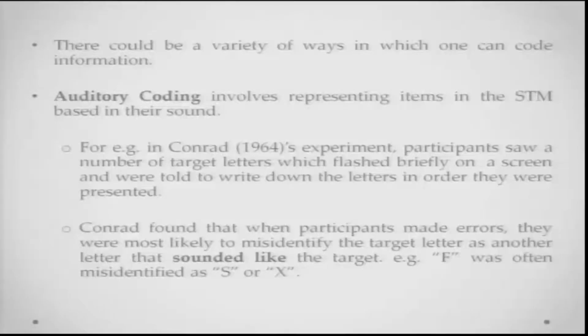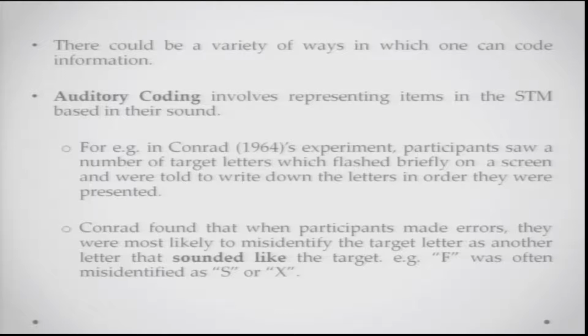The first kind of way is auditory encoding. Auditory encoding involves representing items in the short term memory based on their sound. So, what Conrad did in his 1964 experiment, he showed participants a number of target letters which flashed very briefly on a screen, and then the participants were told to write down the letters in the exact order they were present.